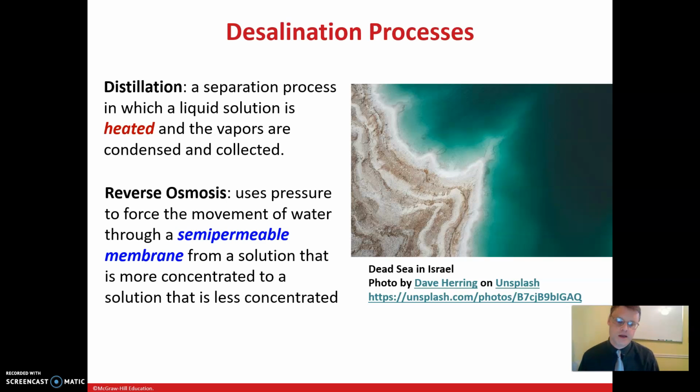Another process is reverse osmosis, and that pushes salt water through a semi-permeable membrane, and semi-permeable means it only lets the water through without letting the salt through.